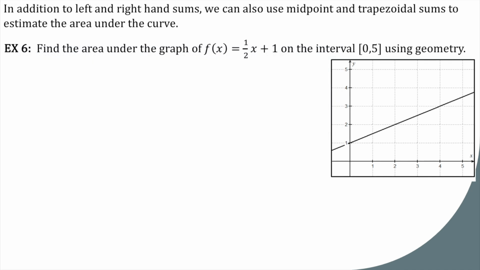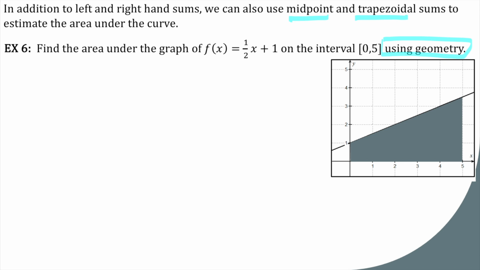In addition to left and right-hand sums, we can also use midpoint and trapezoidal sums to estimate the area under a curve. So this time, it says using geometry, because with geometry, we know the area of a lot of different shapes. So the area under this graph is a trapezoid. So we have the function 1/2 x plus 1 on the interval from 0 to 5.